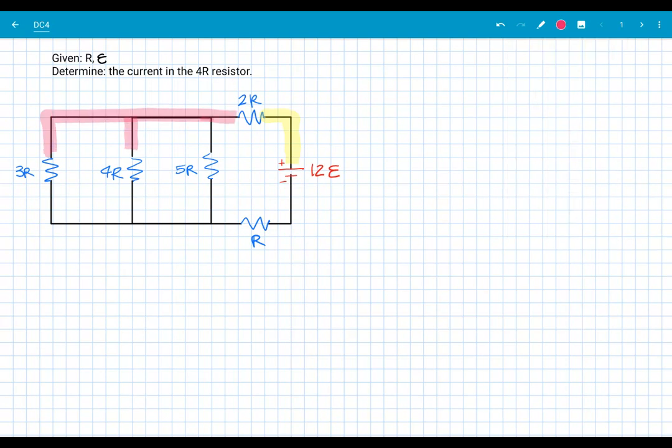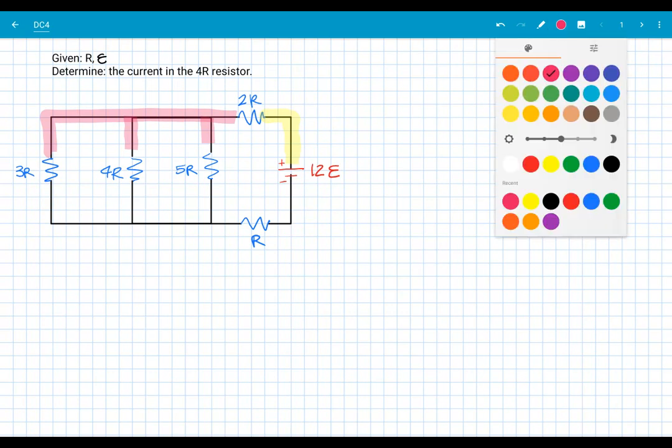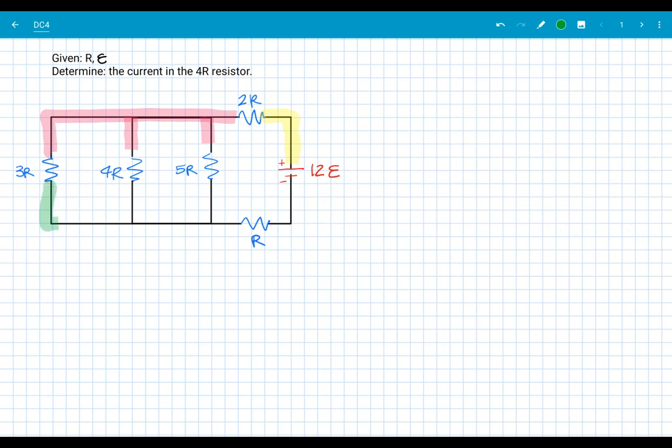This is some other height here. I need another color. I'll use green over here for this elevation. And then I have a final elevation. So I have a total of 4 different elevations or potential values in this circuit. The idea here is if I can find these elevations, if I can define them and figure out what they are, then I can actually find the current anywhere in this circuit. And that's the method I'm going to use.